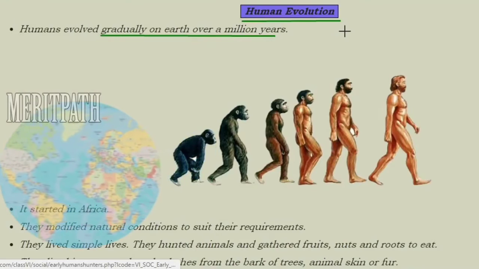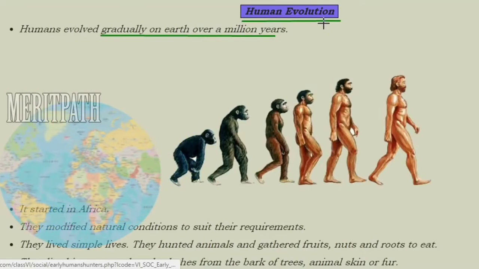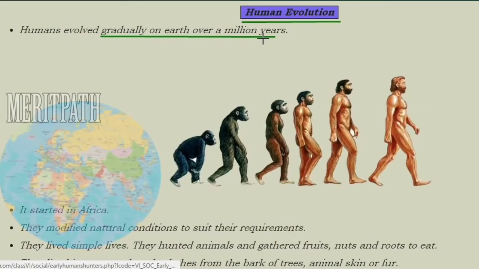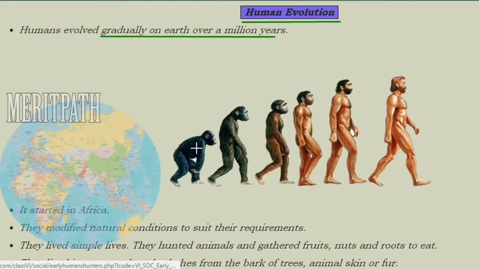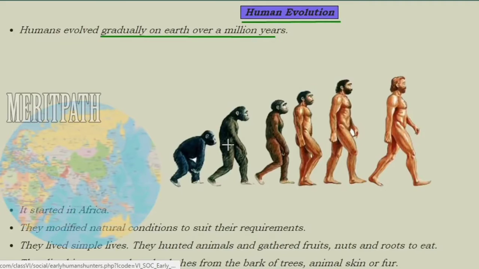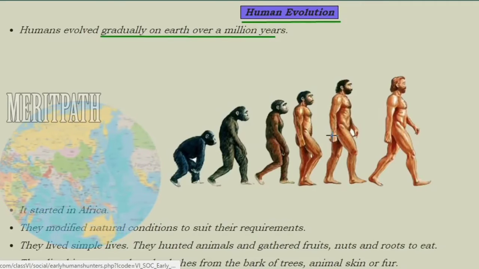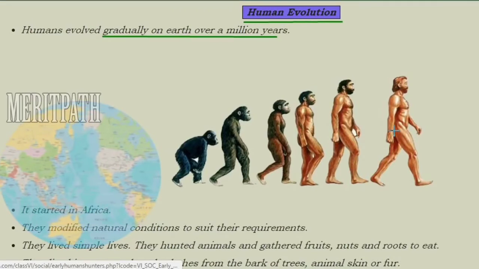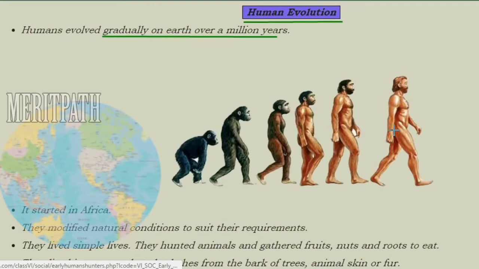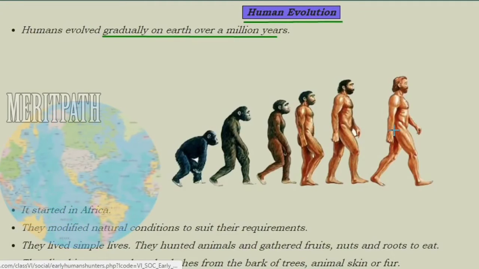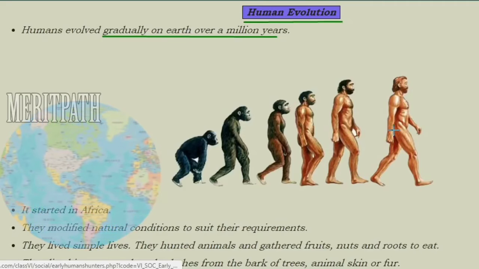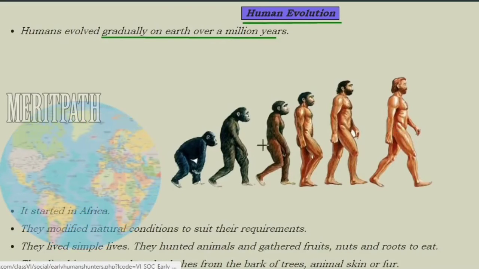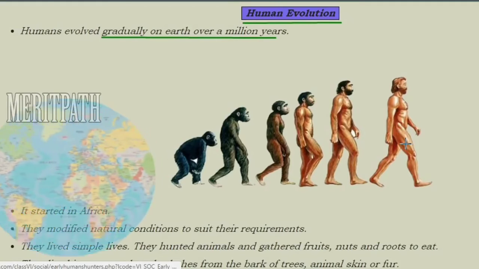Humans, hunters and gatherers. So how did human evolution start? It started gradually, slowly, over a period of a million years. So the first human being looked somewhat like a chimpanzee, then year by year, generation over generation, evolution came and it became a complete human, that is Homo sapiens. Human beings belong to the family Homo sapiens. The scientific name of human being is Homo sapiens. This gradual evolution from chimpanzee to human being took over a million years.